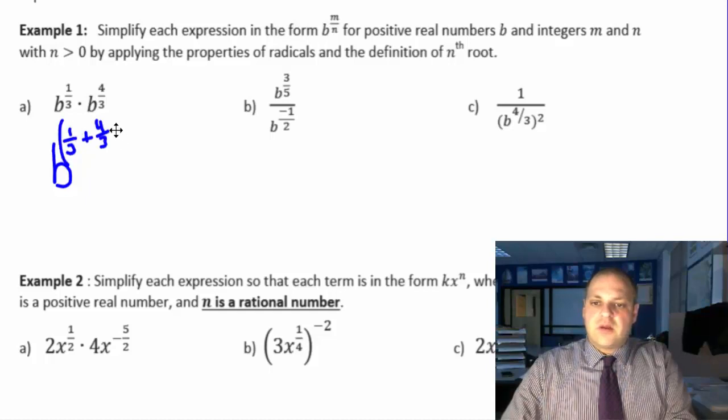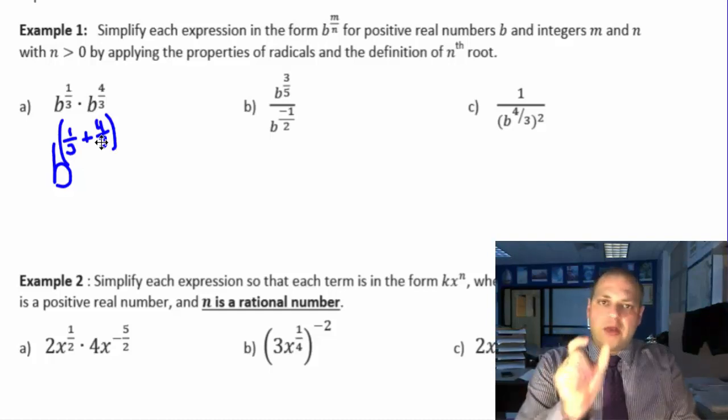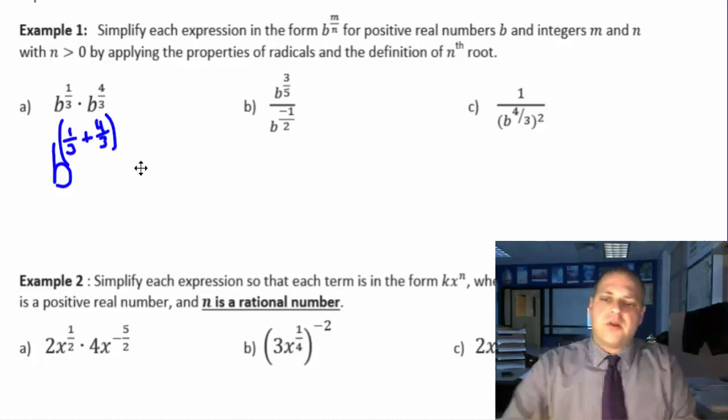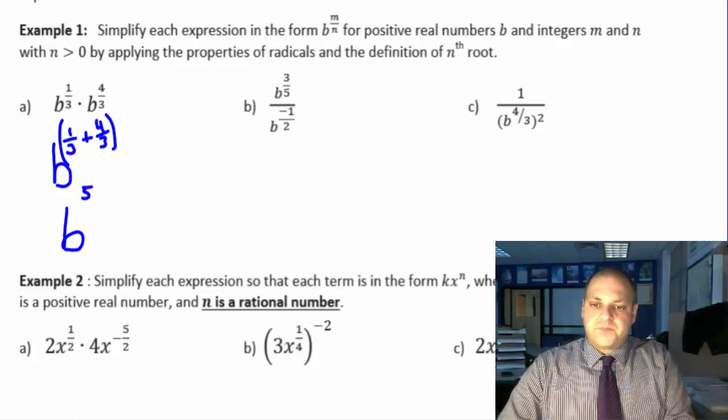All right, so we're going to put that in parentheses. b to the 1/3, that's a 3, plus 4/3. So now put it together. You never want to leave a binomial exponent. So we want to combine, well, just add. We have a common denominator, so we're going to add them. That's going to give us b to the 5/3. b raised to the 5/3. There you go. Okay, so that's pretty simple.